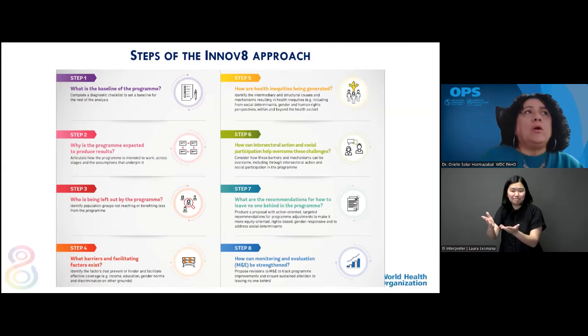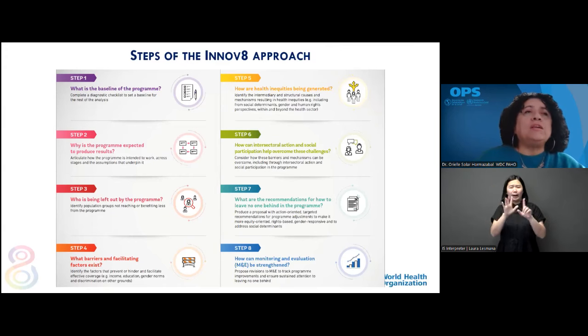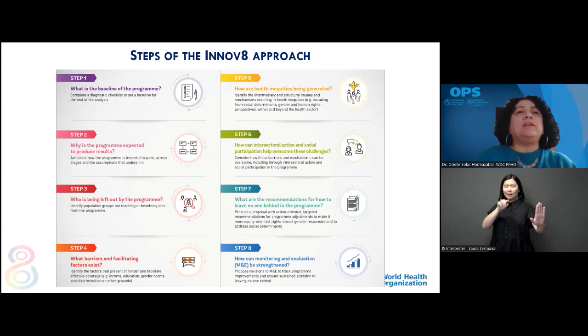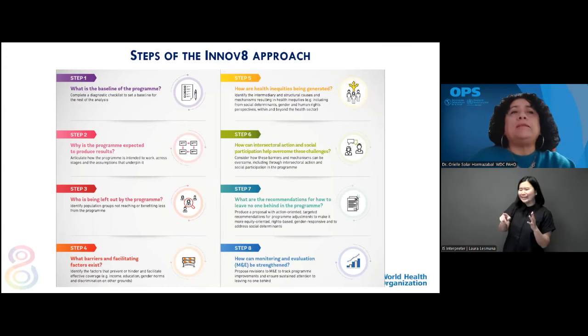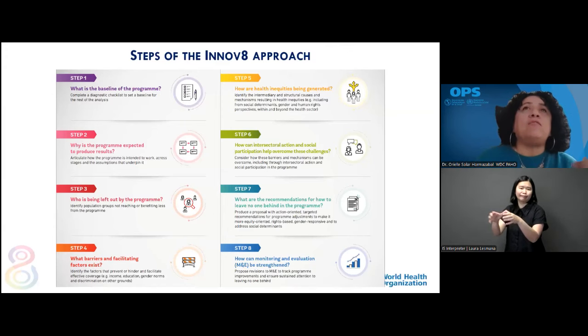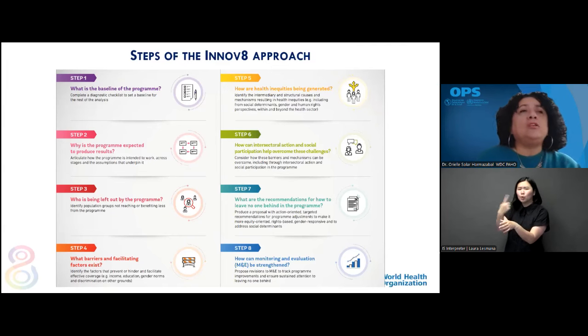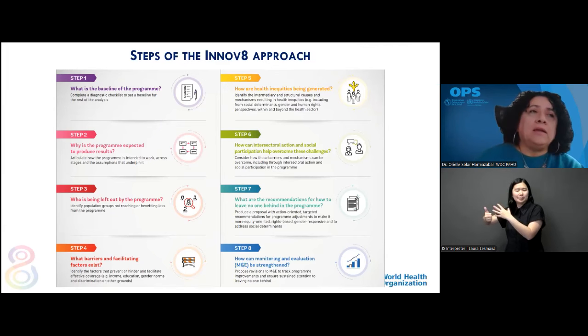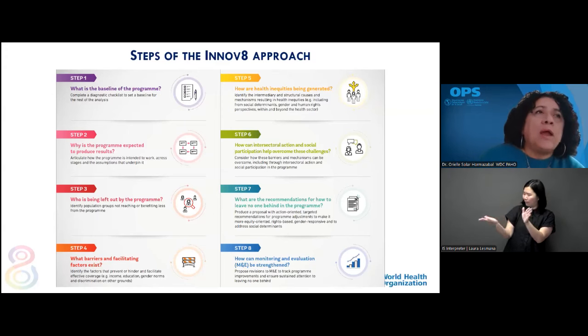After that, we try to see who the groups are, the territories, the social groups, who are the people that are being left out of the program, even though they could be defined as people that could be part of the program. And then, starting there, we analyze what barriers and facilitating factors exist for the different social groups that have been identified that were left behind.